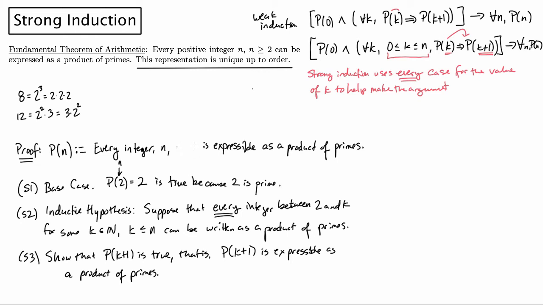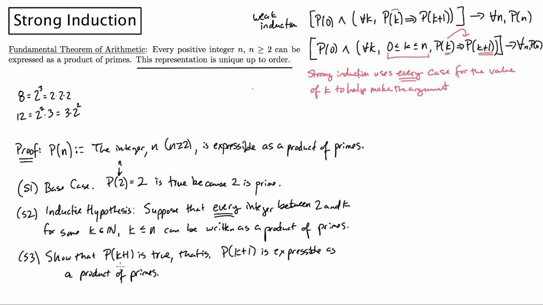And really the statement Pn that we're testing here is: the integer n, where n has to be greater than or equal to 2, is expressible as a product of primes. So the statement P(k+1) means the integer k+1 is expressible as a product of primes, because k+1 is clearly greater than or equal to 2. Because the base case is 2, the smallest this could be is 3.